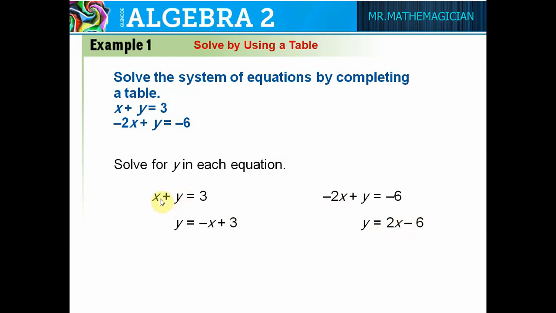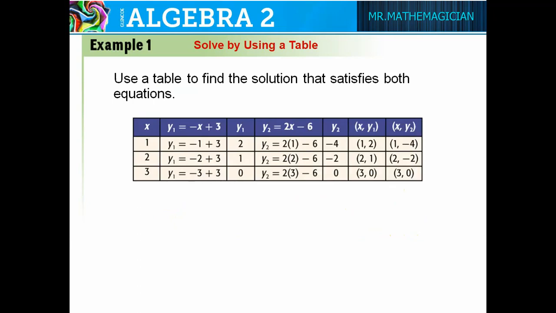Of course, this is very simple. If you just move x to the other side, it will be negative. Negative 2x to the other side, it will be positive. Now, we can create the table. Let's take the values of x as 1, 2, 3. And according to these values, we are going to evaluate y from the first equation. We call it y1. Then y from the second equation, and we call it y2.